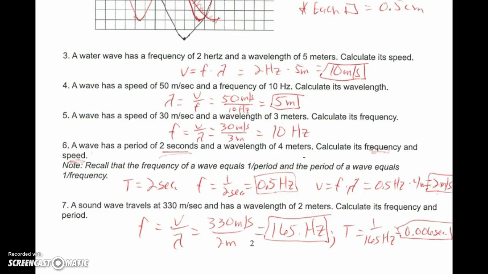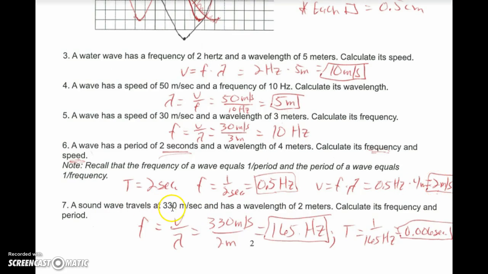Therefore, the second part of this says calculate the speed. Well, the frequency is 0.5 hertz. And the speed is going to be frequency times wavelength. 0.5 hertz times 4 meters, right? It tells you a wavelength of 4 meters, is 2 meters per second. The wave speed here is 2 meters per second.